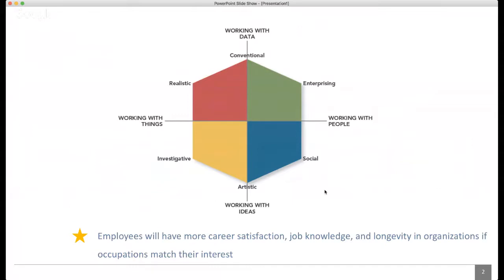If there's a match, we're going to have better job fit, and that's going to be better for performance and for commitment. If there's poor fit, those employees are likely to leave once they find a job that's a better fit. So we do care about whether or not the jobs match their interests.